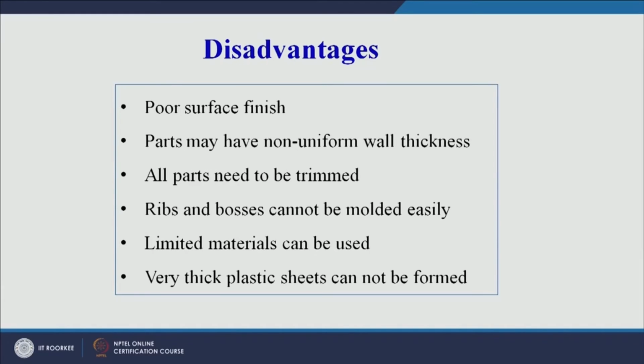Very thick plastic sheets cannot be formed, which I have already explained, since it is difficult to deform very thick plastic sheets using the standard methods that we have seen today, that is vacuum forming, pressure forming or mass die forming. If the thickness is reasonable, then only we are able to deform it using these standard methods of thermoforming.